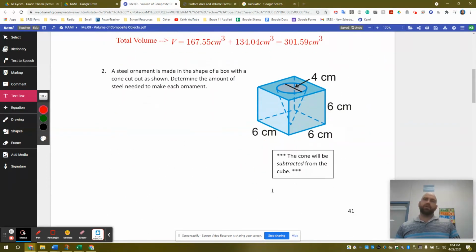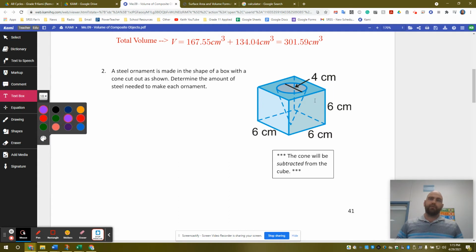The other case that we could have is something that looks like this. So in this case here, we're told that we have a steel ornament that is made in the shape of a box. You'll notice it's a cube with a cone cut out of it. Okay, here's our cone that's cut out. Determine the amount of steel that's needed to make each ornament. Now, unlike the first one where we add the two pieces together, here we're cutting something out. So we need to now subtract them. Okay, the cone is going to be subtracted from the cube.